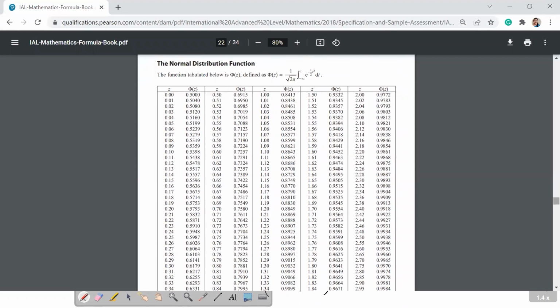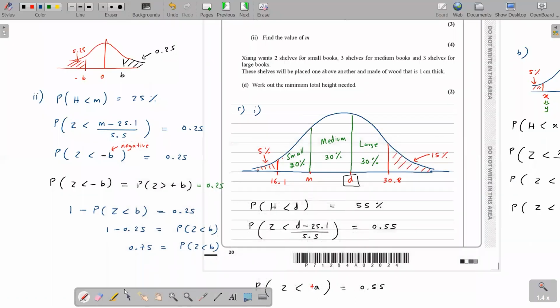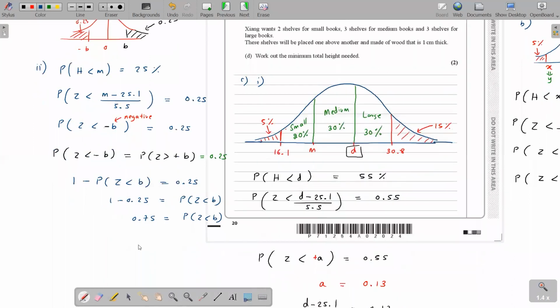So 0.75, get the area, the phi Z value should be 0.75. So what's the closest we can get to 0.75? 7517, 7486. So the closest I think we get is 0.67, right? 7486 has a gap of 14, while this has a gap of 17, 7517. So 0.67 is the closest, isn't it? So then your B value is what? 0.67.